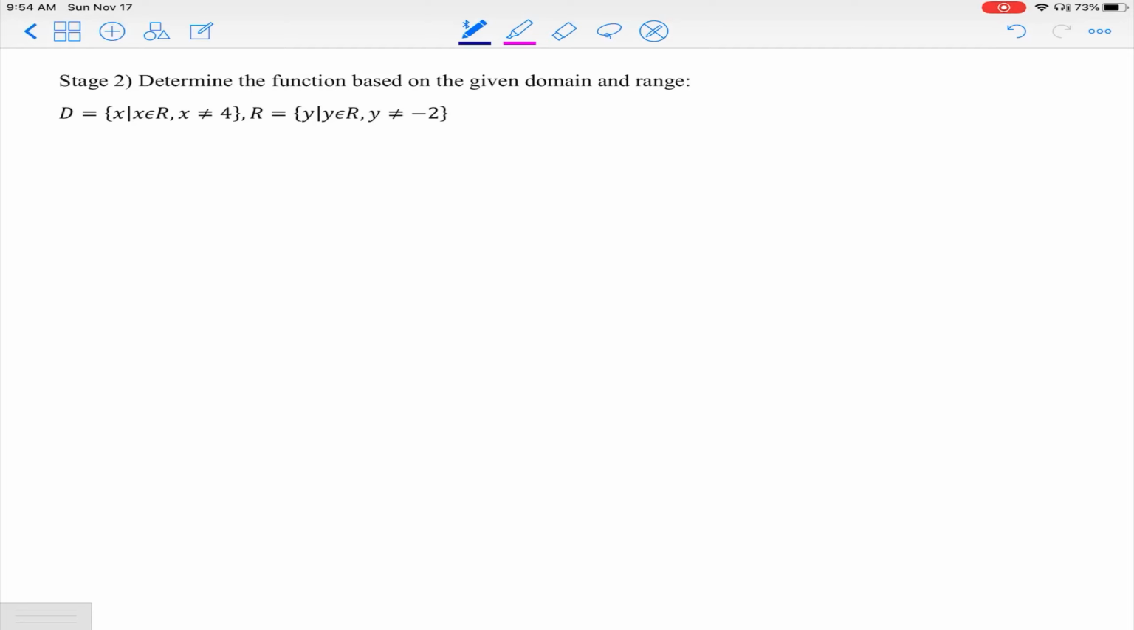So this is stage 2 of level 3 transformations. Before you start stage 2, make sure you go watch level 1 stage 3 and level 3 stage 1 in order for you to have a full understanding and comprehension of stage 2. I'll put the two links over here at the top right corner of the screen.